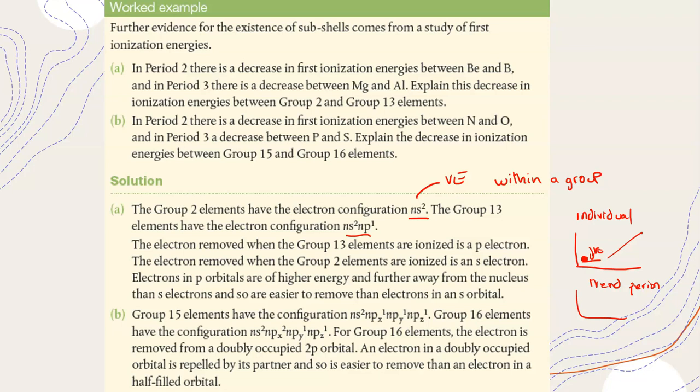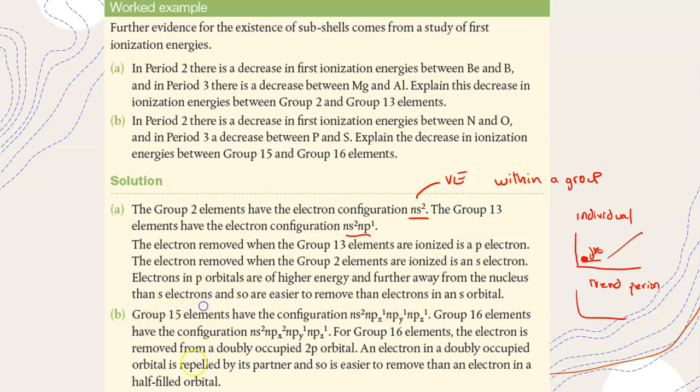So then when we look at group 15, we look at our configuration, so ns2, and then we're going to have p3. So each one of these will be in one of the individual px, py, or pz orbitals. Okay, whereas when we look at 16, we now have our s2 and then p4. So we will have 2 in the px and then 1 in each of y and z. So one of them will be paired. So for group 16, it's going to be a doubly occupied or a paired orbital.